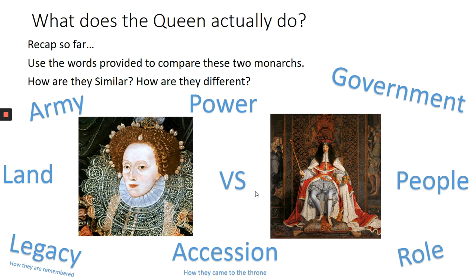What I'd like you to do is think about our two most recent monarchs. We have Elizabeth I on the left and Charles I on your right. Use the words on the screen, as we've done before, to compare these two monarchs. How are they similar? How are they different? So two similarities and maybe two differences. Get them written down in your book in sentences, and I'll see you again in about 3 minutes. Spend 3 minutes doing that for me.